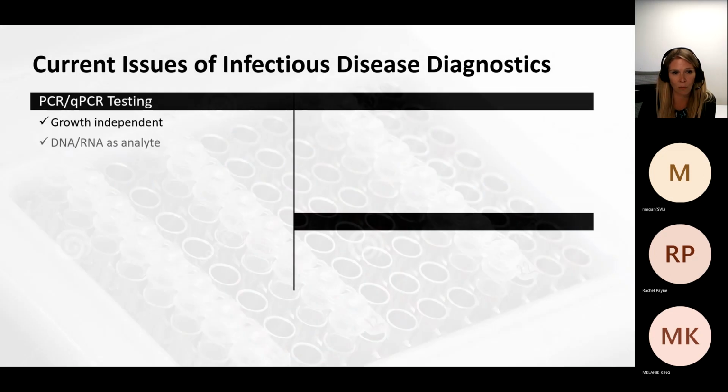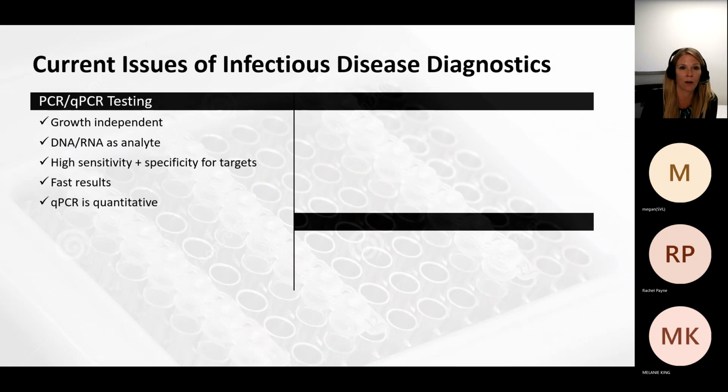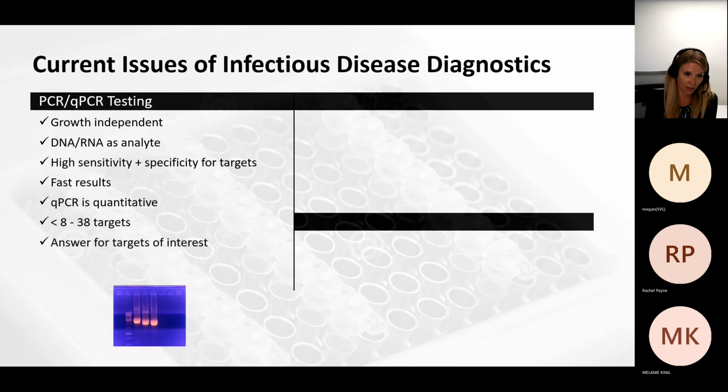The alternative is the molecular technique of PCR or quantitative qPCR testing. The benefit is that it's completely growth independent because the DNA or the RNA of those microbes is used as the analyte. And with that, it has a very high sensitivity and specificity towards the target that you select. You can get results really fast, especially if you have a machine in-house. Sometimes you can get the results even within 2 hours. And if you're lucky enough to be able to select qPCR, your results are even quantitative.